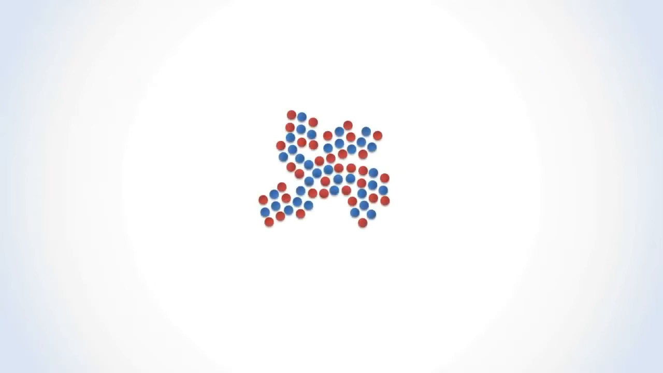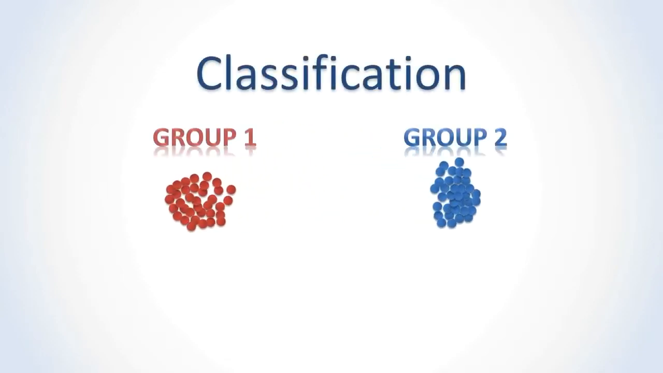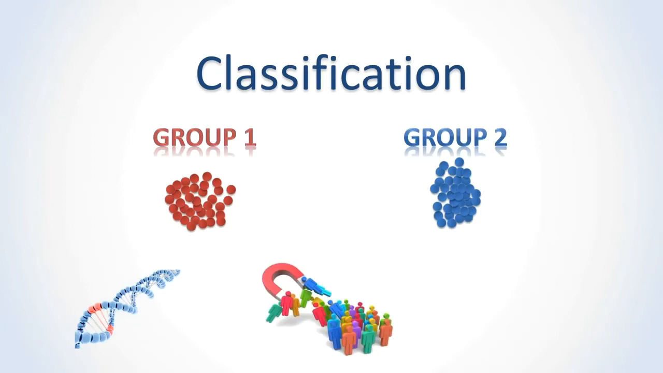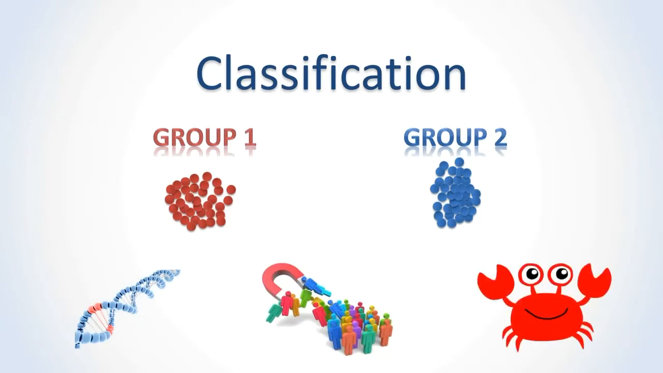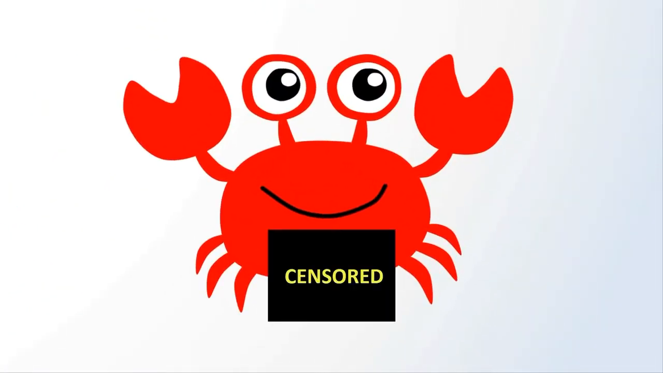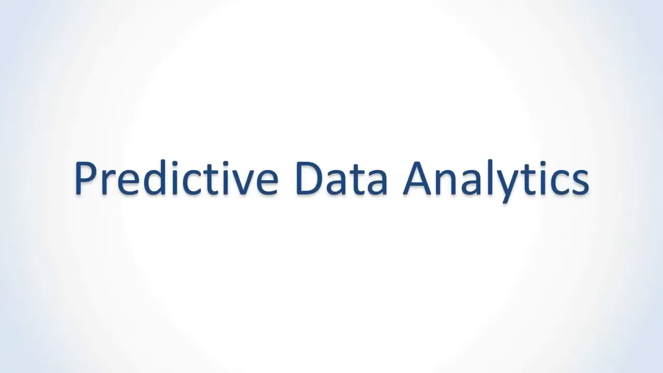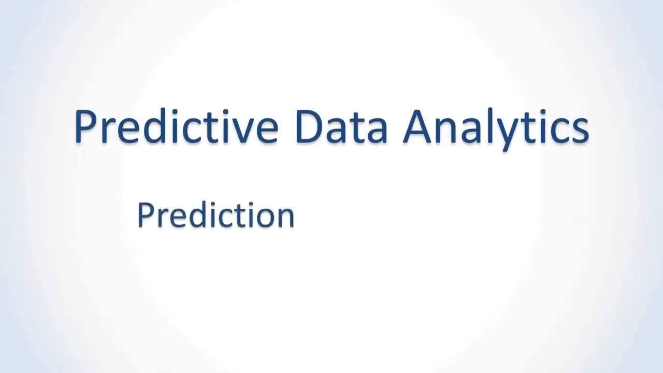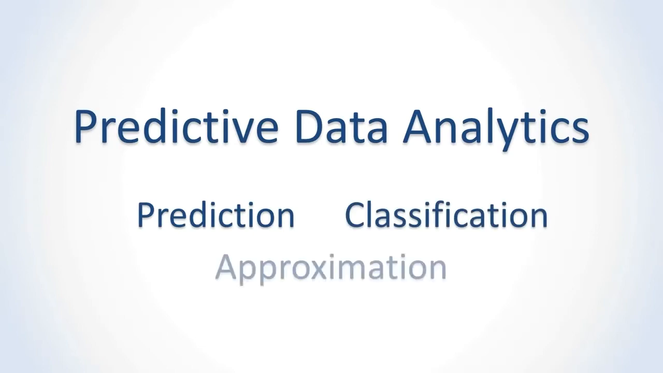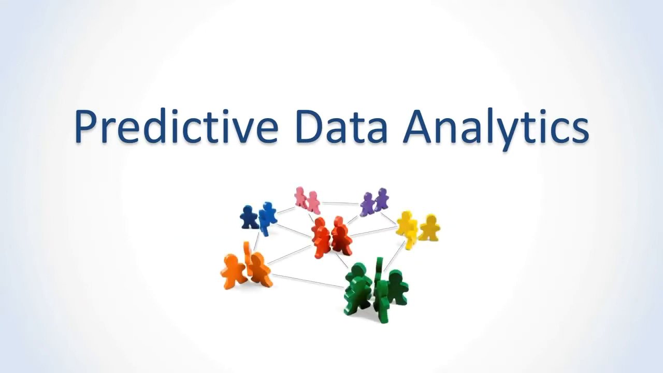Or, you might have a collection of observations and a process that you can perform to divide that data into groups. This is called classification. And examples of this include determining if a medical abnormality is cancerous, assessing the viability of a potential customer, or even determining the gender of an animal without having to look for its bits and pieces. Predictive data analytics is great for prediction, classification, and even approximating unknown or complex functions. In other words, predictive data analytics is great at identifying relationships.